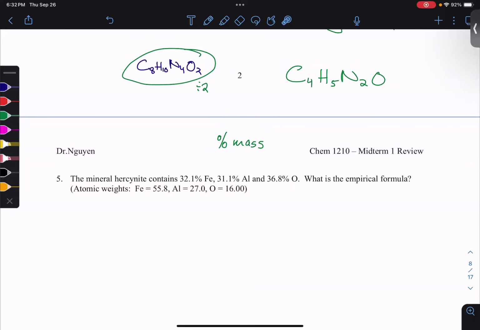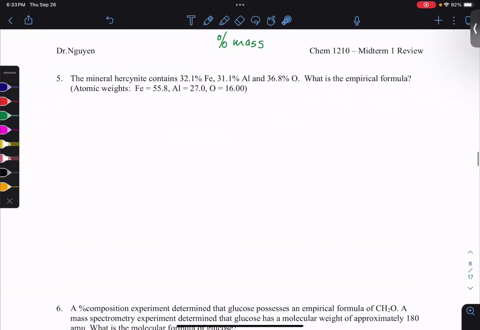All right, so that's what we're doing right now, but we're going to do it for a different compound, all right? Some type of mineral that contains iron, aluminum, and oxygen. What is the empirical formula? So we're going to use molar masses, but there's a problem. I give you all of these in percentages. So the strategy, if I give you percentages, is we need to turn those into gram amounts. The easiest way to do that is to assume you have 100 grams of sample. Why 100 grams? Because then the math becomes easy. If I have 100 grams of sample, then how many grams of iron do I have?